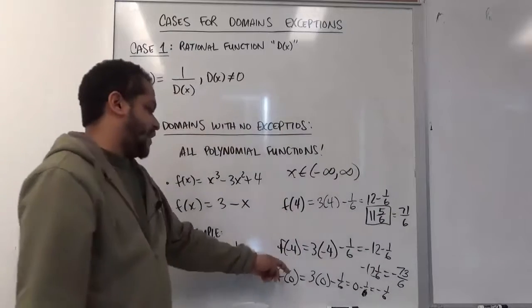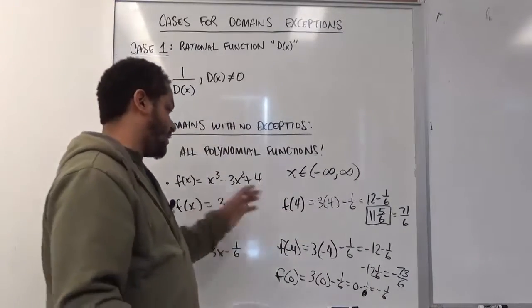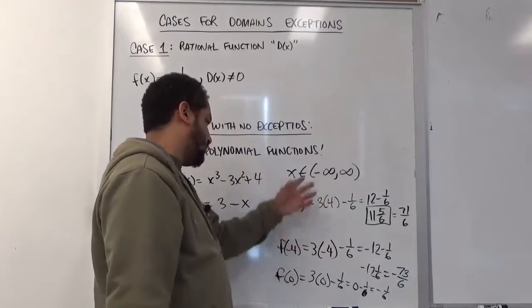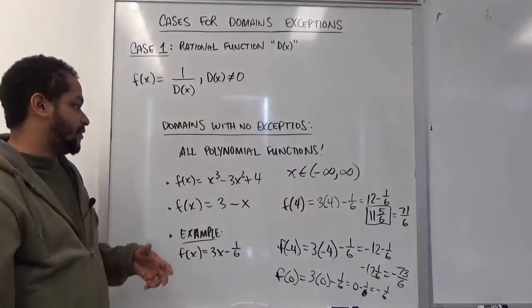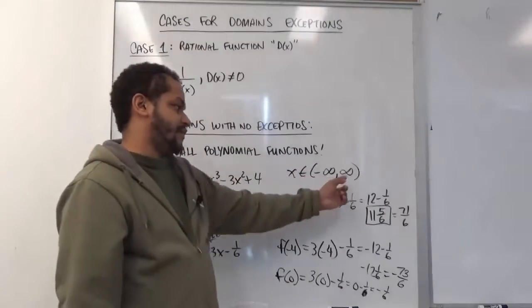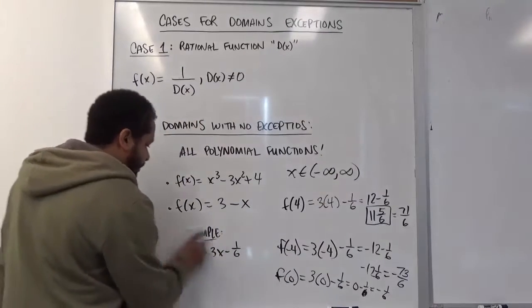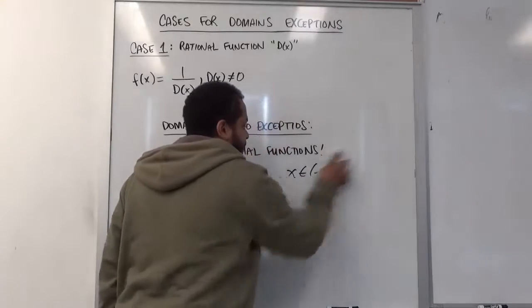So for each x value, I get a y value. For this reason, the domain is all real numbers, because each x creates a unique value of y. For that reason, the domain for all polynomial functions is all real numbers, which is negative infinity to positive infinity. All right? Well, now that we got that out of the way, this is all the formal knowledge you need to know before beginning your domain exceptions.